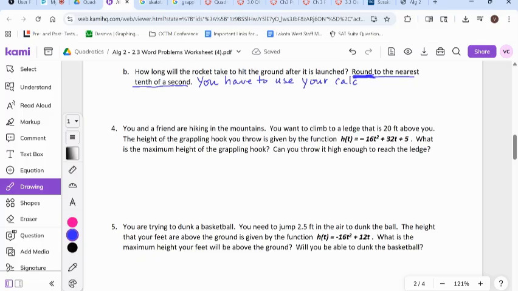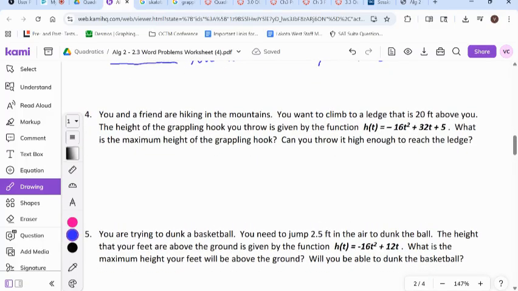All right. It's number 4. I put a question that has grappling hook in it. So this one, you and your friend are hiking. You want to climb a ledge that's 20 feet above you. So we've got a ledge. It's 20 feet up there.